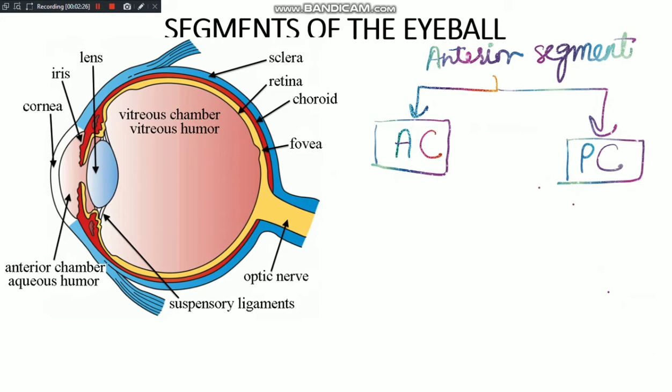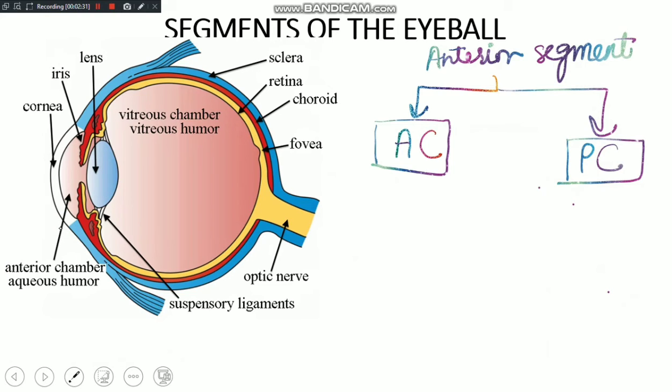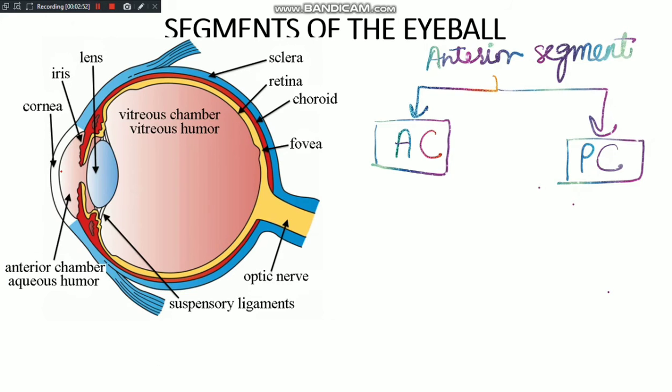Now moving on to the next thing: the segments of the eyeball. This is very important to understand. I already mentioned the anterior segment, so there has to be a posterior segment too. What is between the cornea and the lens, including the lens, is known as the anterior segment, and anything behind the lens is the posterior segment.